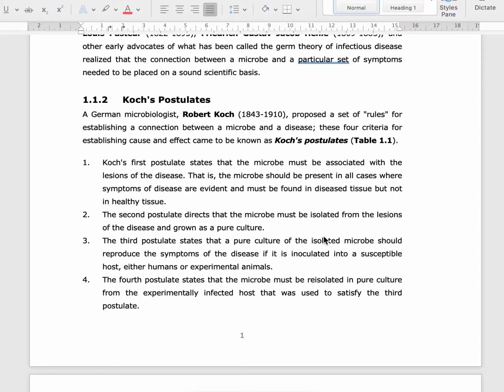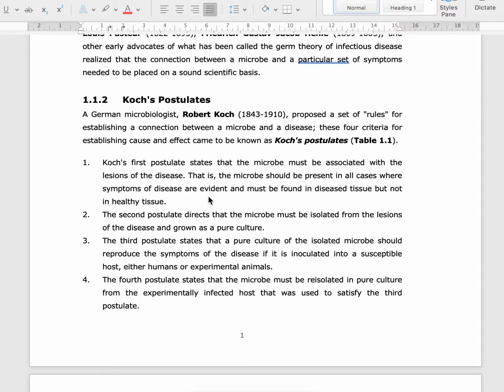Robert Koch proposed a set of rules by which we can establish a connection between a microbe and a disease. He proposed four rules, and these four rules are called Koch's postulates. The first Koch postulate states that the microbe must be associated with the lesion of the disease. That is, the microbe should be present in all cases where symptoms of disease are evident and must be found in diseased tissues but not in healthy tissue.